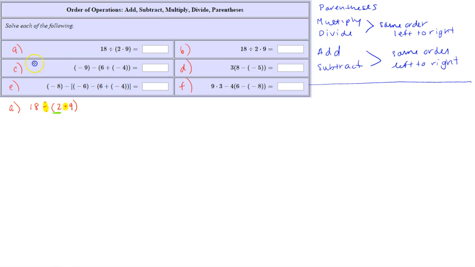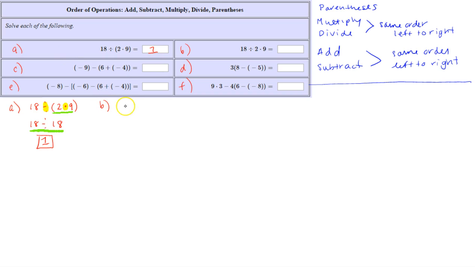So let's start with 2 times 9. So 2 times 9 is 18. Now we just need to divide. 18 divided by 18 is 1. So our first answer is 1.